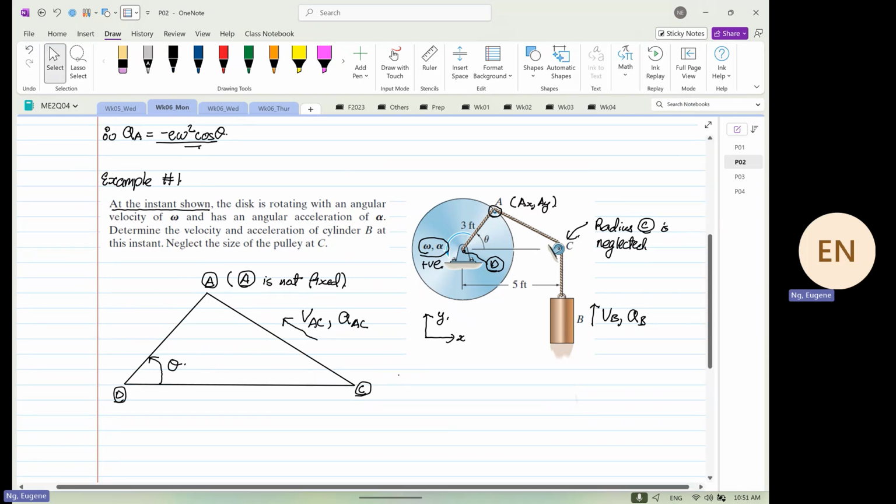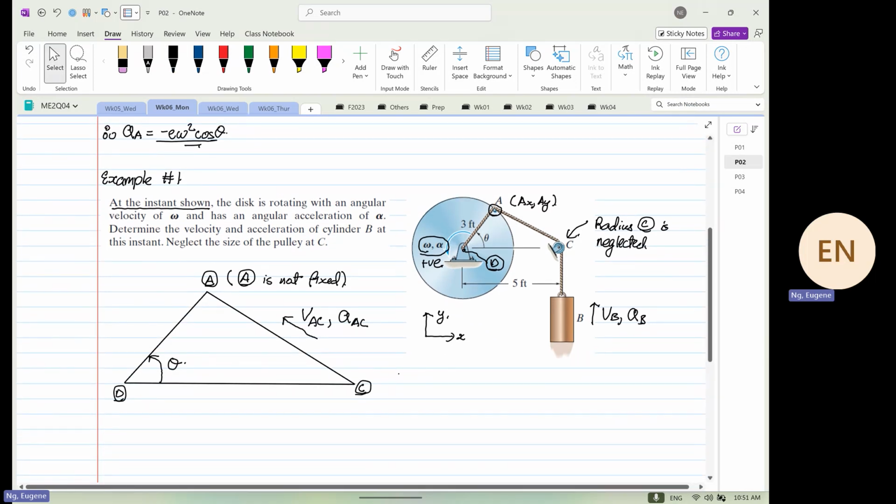Why do we have to determine these? Because we know that V_AC is equal to our V_B, and our A_AC is equal to our A_B. Okay, that's what we know.